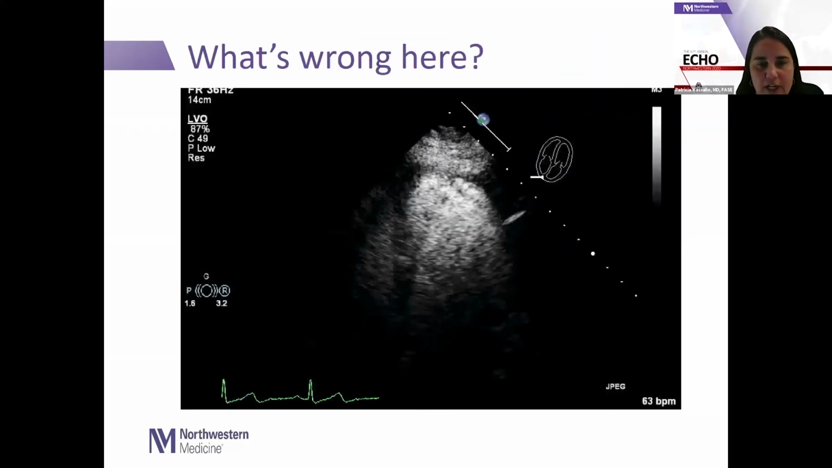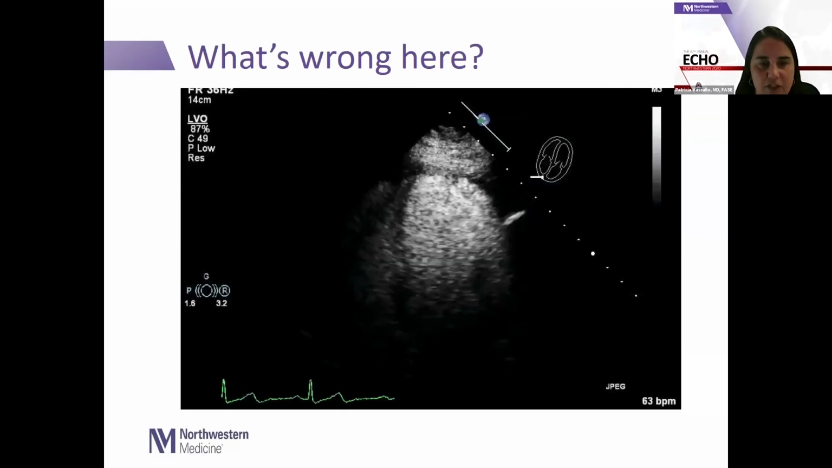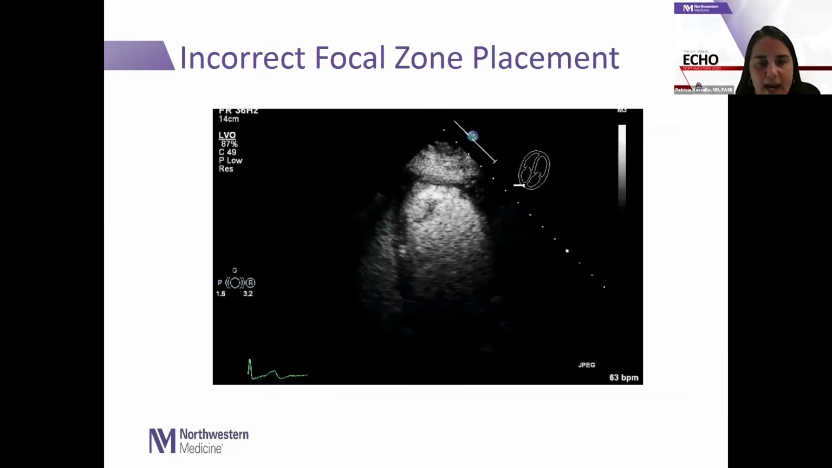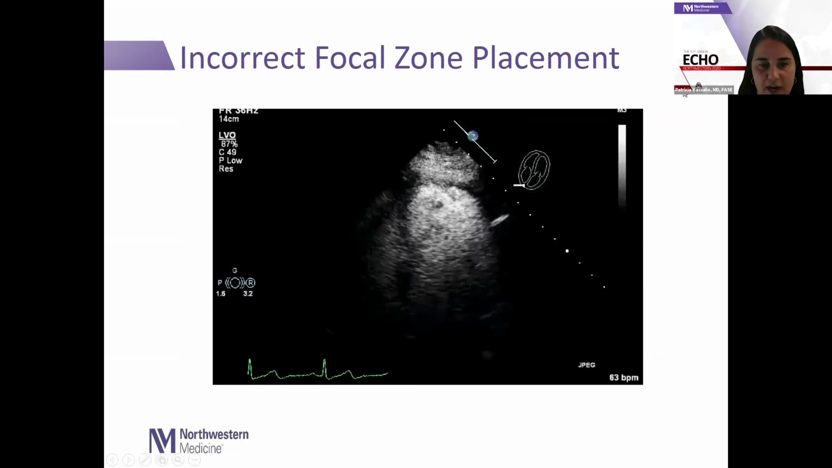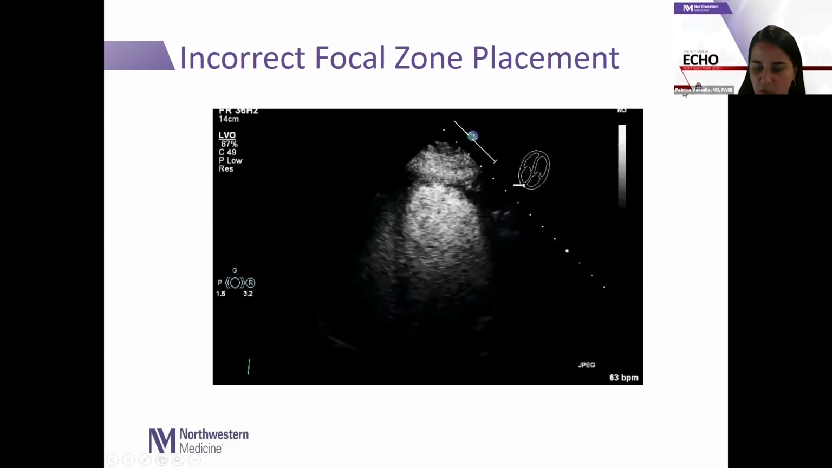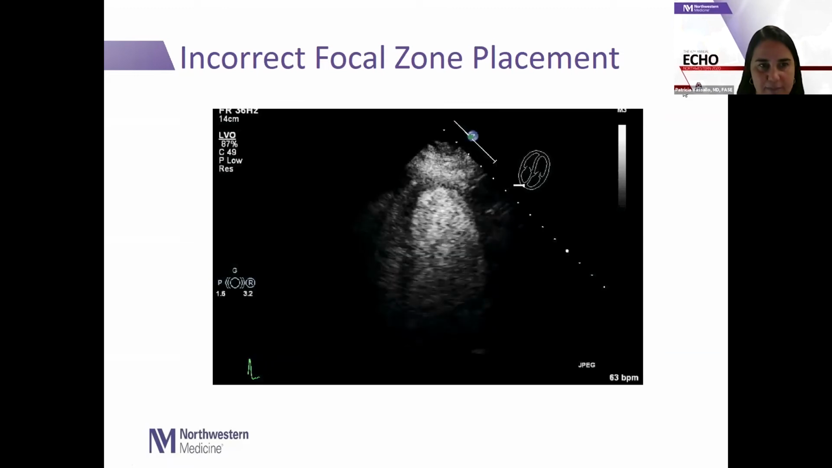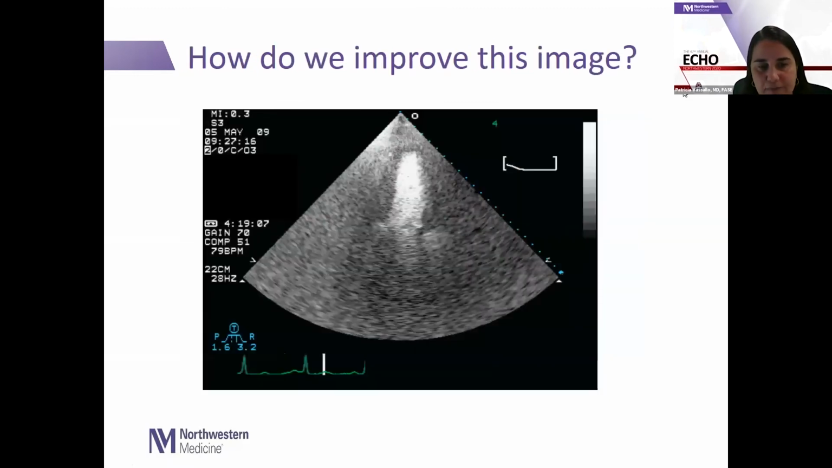Well, what is wrong here? Well, what's wrong here is that you don't see the basal segments. So this is incorrect focal zone placement. You really want to have the focal zone placed closer to the mitral valve to allow for better visualization of the basal segments and the left ventricular apex.